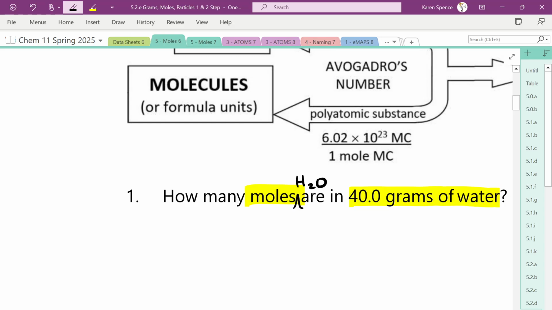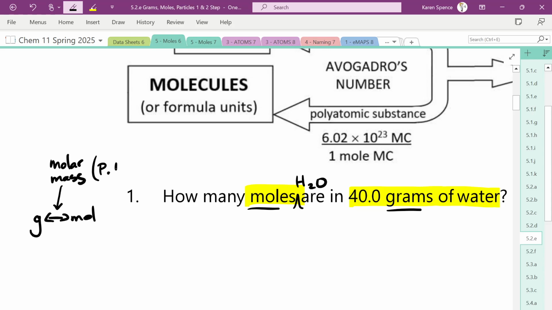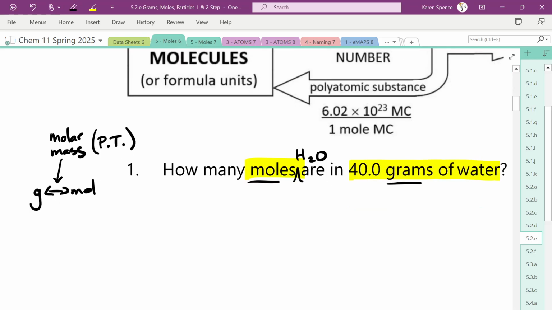Now, is that going to be a 1-step conversion or a 2-step conversion? Can we go directly from grams to moles? Do we know a conversion factor between grams and moles? Grams and moles, what do we use to convert? Molar mass. Where do we find it? On the periodic table. So that's going to be a 1-step conversion, okay? Do I need to show you how to do that? I don't think so. It's a 1-step conversion, okay?